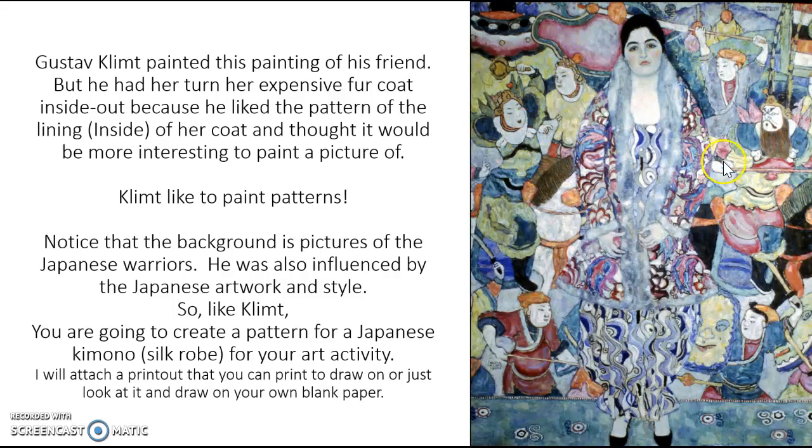If you'll notice, the background is of Japanese warriors. Gustav Klimt was interested in Japanese artwork and used it in his art. And so you guys are going to be able to create a pattern on a kimono, which is like a silk robe, for your art activity.